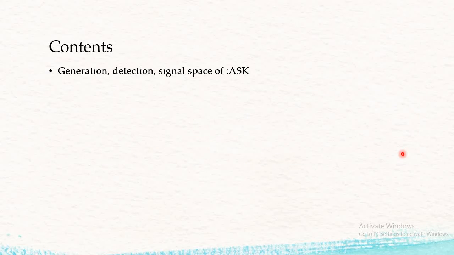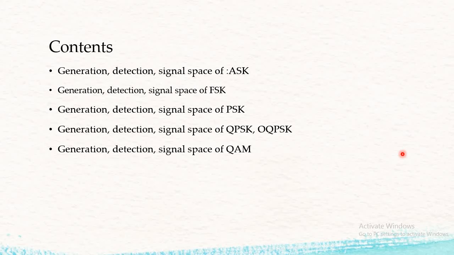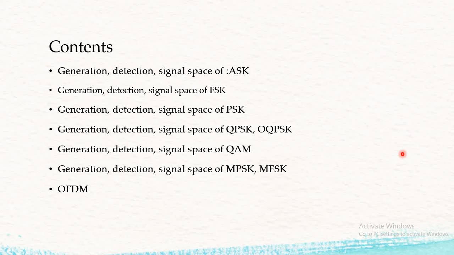The unit contains generation, detection and the signal space representation of ASK, and of FSK. The same is for PSK, then for QPSK and offset QPSK, generation, detection and signal space representation of QAM, generation, detection and signal space representation of MPSK and MFSK, and finally OFDM. So these are all the contents of unit number 5 that we are going to discuss.